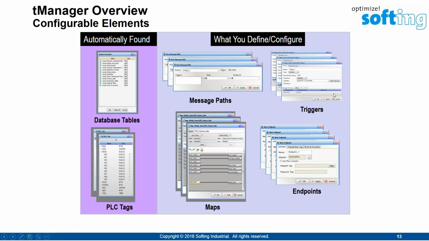Once you have the map, the trigger, and the endpoint, you just drag them to a message path. So you add the trigger, you add your map, and you add your endpoint, you hit OK, and then you have your transaction ready. So everything is done via drag and drop, and it's very easy to visualize how everything is configured.